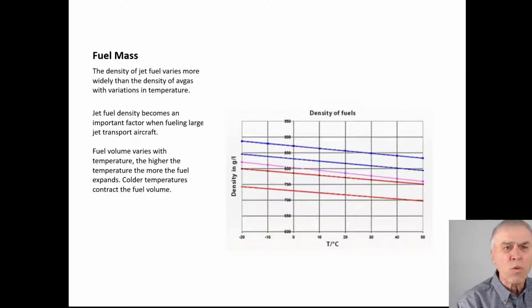Basically, the basic rule is that the higher the temperature, the more the fuel expands. Colder temperatures contract the fuel volume. So hotter fuel basically takes up more room in the fuel cell than colder fuel, which contracts.